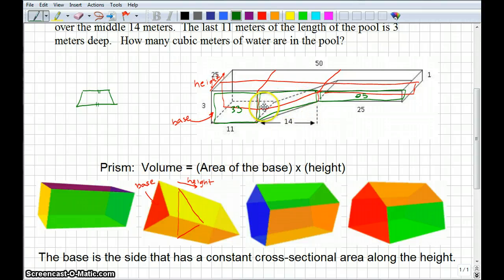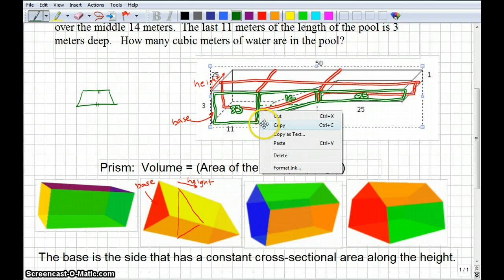Or if you prefer, you can actually divide this into a triangle and a rectangle. Okay, so you know that the height of this rectangle is 1 and the length is 14, so this is going to be 14. And we can use the formula 1/2 base times height to get the area of this triangle.